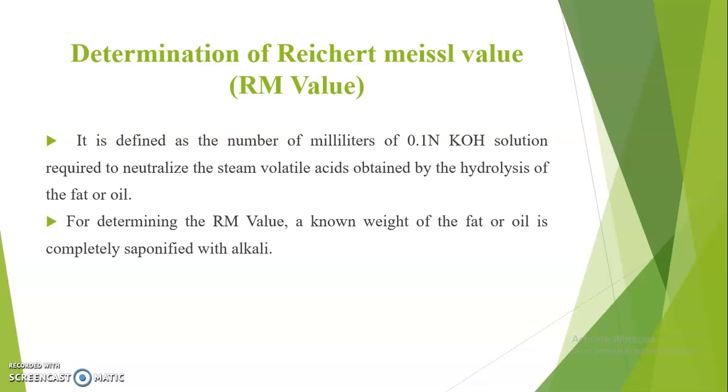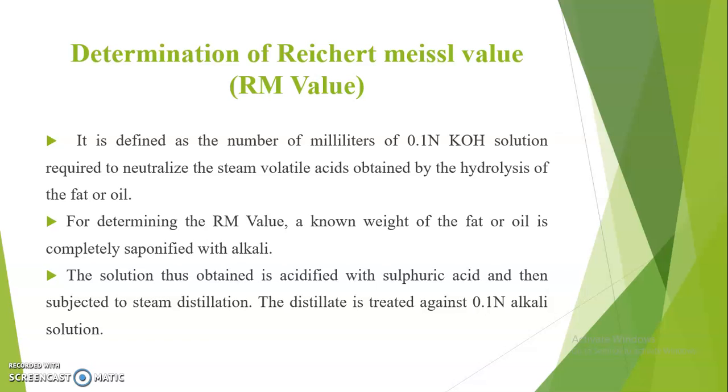Further, as we are using an excess amount of alkali, the free fatty acids that are generated will again react with the alkali, and once again sodium or potassium salts of free fatty acids are generated. This process is known as saponification. So for determining RM value, a known weight of sample is saponified with the help of alkali. Now to remove the excess alkali, the solution obtained after saponification is acidified with sulfuric acid.